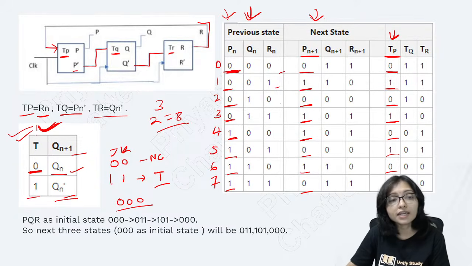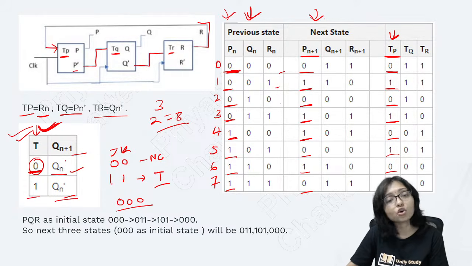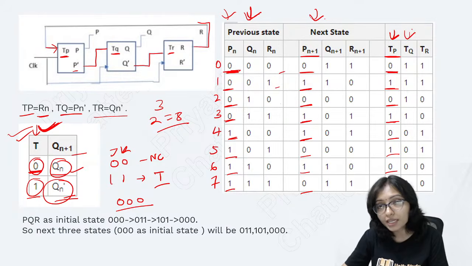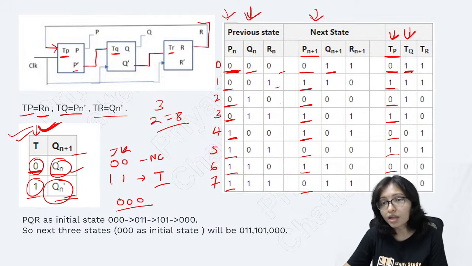When it depends on T only, T is 0 means no change, and T is 1 means toggle. This is the simple way you have to fill. Same way for TQ. 1 means toggle. It was 0, it will be 1. This is 1 means toggle, again 1, that will be 0. Same way for TR. 1 means toggle, 0 will be changed to 1. 1 means toggle, 1 will be changed to 0.